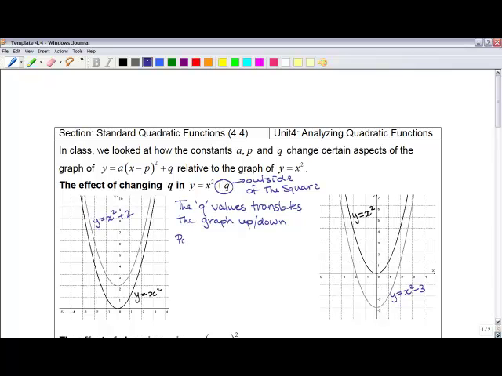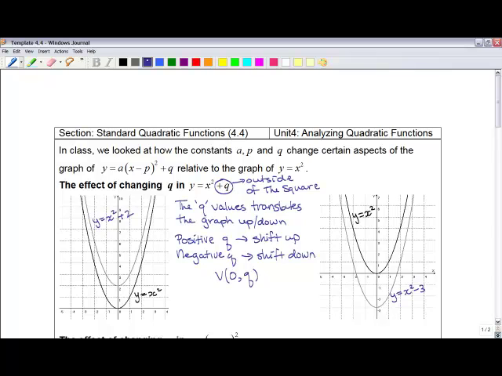When q is positive, so if we have a positive q, it is a shift up. And if we have a negative q, it's a shift down. For our purposes, when we talk about shift up, down, really all we're doing is adding that amount or subtracting that amount from the standard y values. Another way to think of it is, where does the vertex go? The vertex moves to 0, whatever q is.